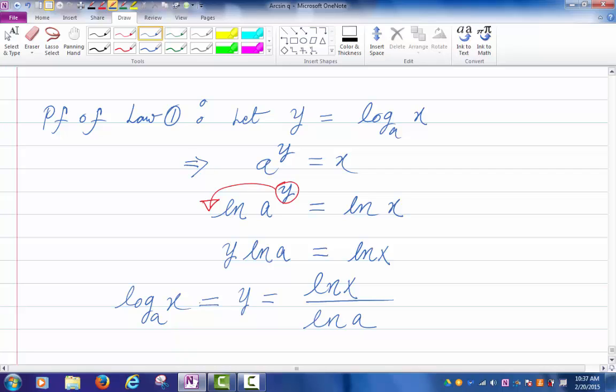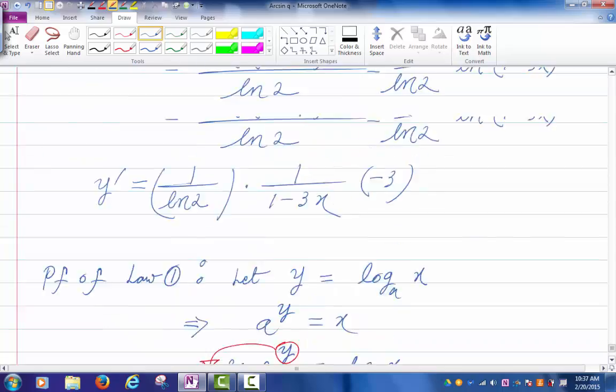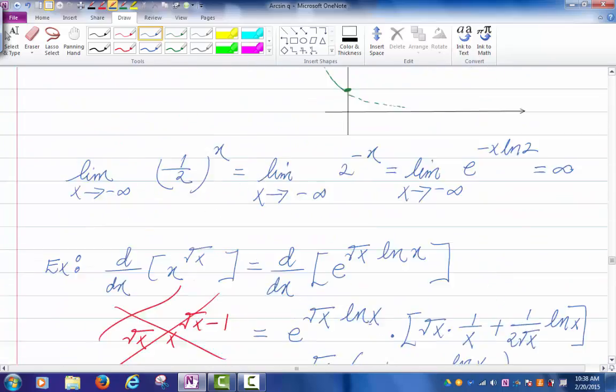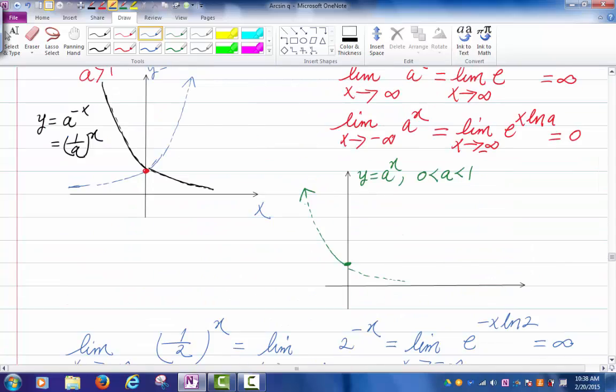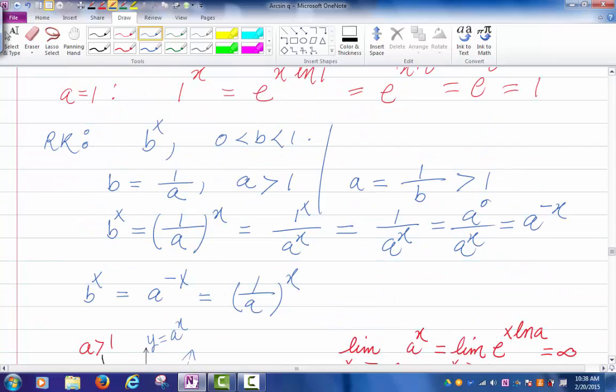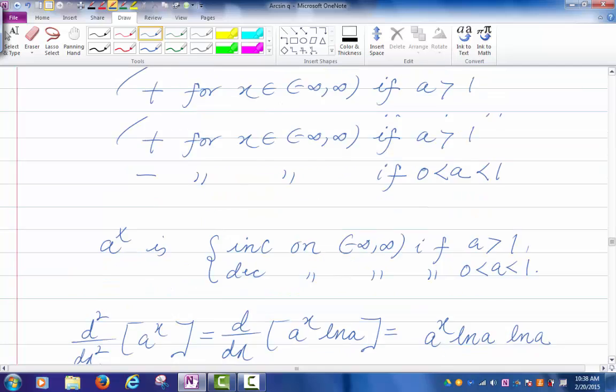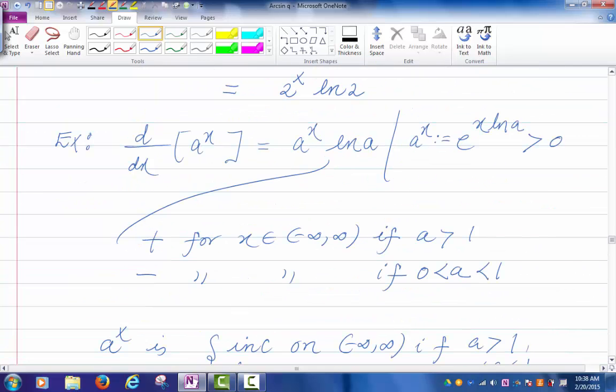I think one of the things that I forgot to tell you last time, when we talked about the a to the x function, is the derivative of a to the x. Here you see that the derivative of a to the x is a to the x ln of a, right? Another way of writing that fact would be in terms of the integral.